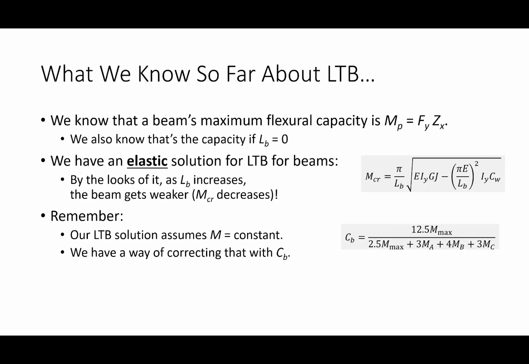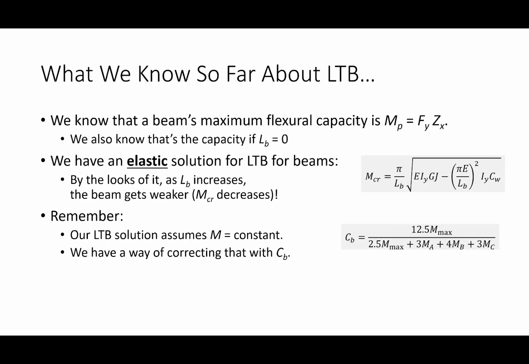The other thing we now have is this term C sub B, okay? So what is C sub B? Well, C sub B is an adjustment factor for this solution, because there was a problem when we derived this solution. Remember, when we derived it, we were assuming that M was a constant. M is not a constant in most practical applications. So we correct this solution with CB.